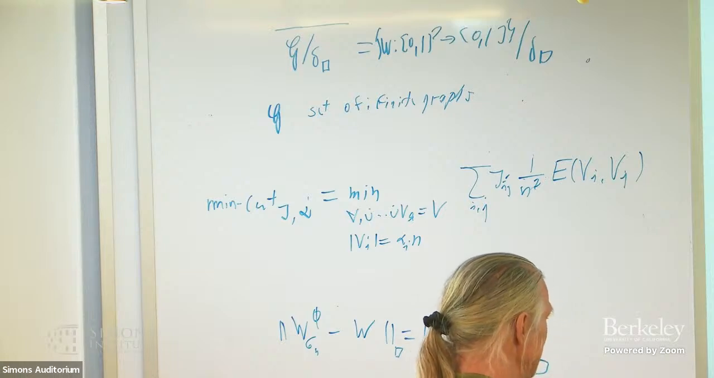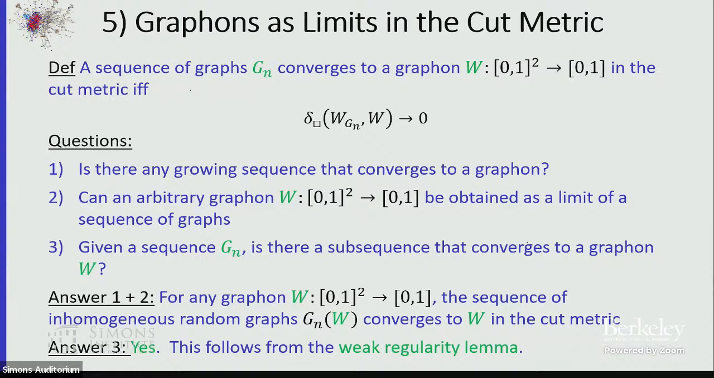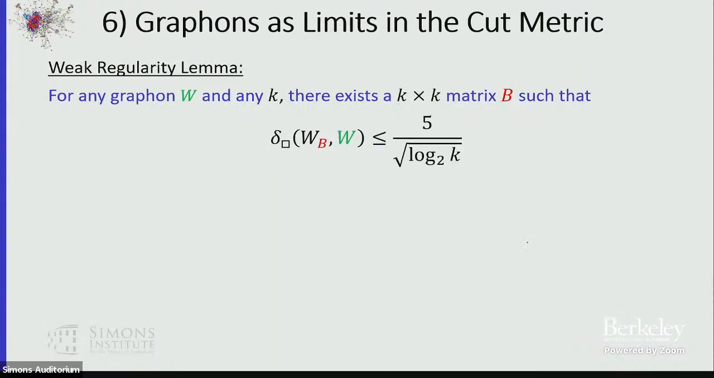So now I will spend the rest of the time to discuss the answer to 3. There is a weak regularity lemma which says the following: given any graphon and any k, there exists a k times k matrix B such that W can be approximated by the step function which is constant on intervals of length 1 over k and takes the values of your matrix B. Put differently, any graphon can be approximated by a stochastic block model.